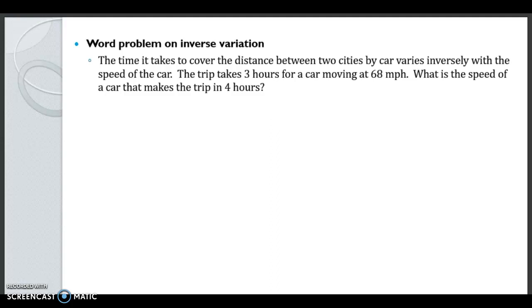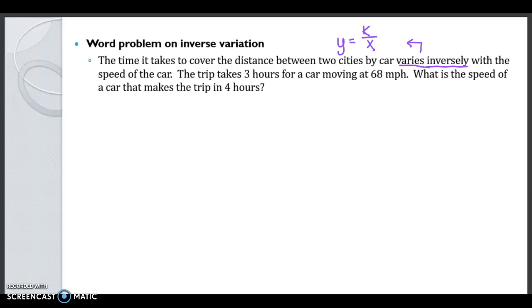Hey everybody, in this video we're going to talk about word problems on inverse variation. So let's go ahead and read this problem one sentence at a time. The time it takes to cover the distance between two cities by car varies inversely with the speed of the car. So we're told it varies inversely, which means we're going to be using the equation y equals k over x.